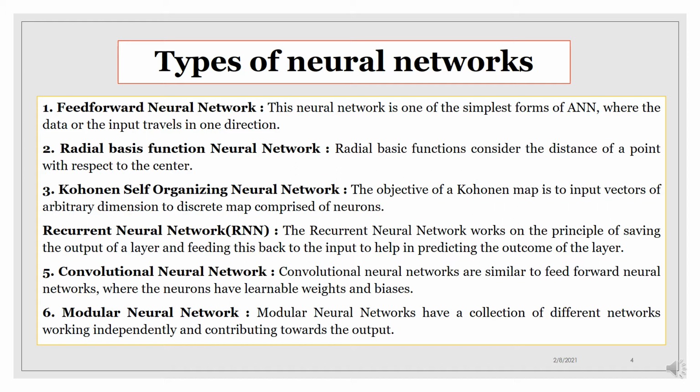It is similar to the feed forward neural network, where the neurons have learnable weights and biases. Then the last one is modular neural network. A modular neural network is a collection of different networks working independently and contributing towards the output. Here we can see that they are all different, but they are working together with connecting nodes. It will take input, process it in the form of nodes, and give the output. So the working process is almost the same.